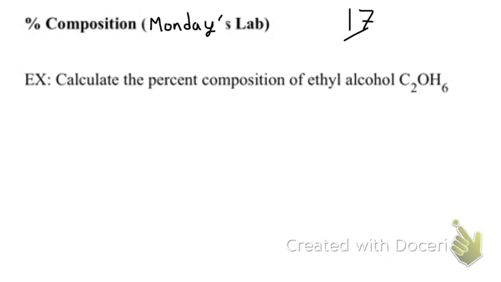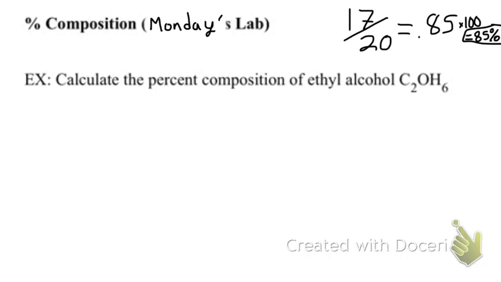So, if I were to tell you that it was 17 out of 20, you'd calculate the percent composition of your correct answers by dividing 17 by 20 and getting 0.85. You'd then multiply that by 100 to get your answer of 85%. That's really all we're going to be doing here today.